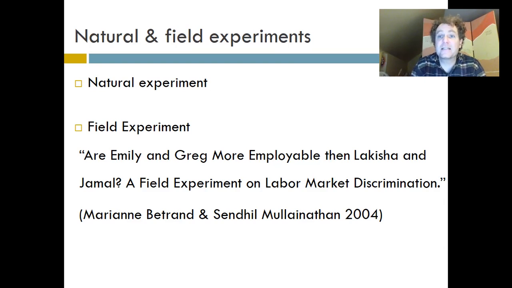So what's an example of this? An example of this actually is that experiment that I described all the way on the first day of class. Are Emily and Greg more employable than Lakeisha and Jamal? So the researchers sent out resumes to jobs in Chicago and Boston. And the resumes were exactly the same, except for the names of the people. So half the names were typically white sounding names, and then the other half of the resumes were typically black sounding names, right?